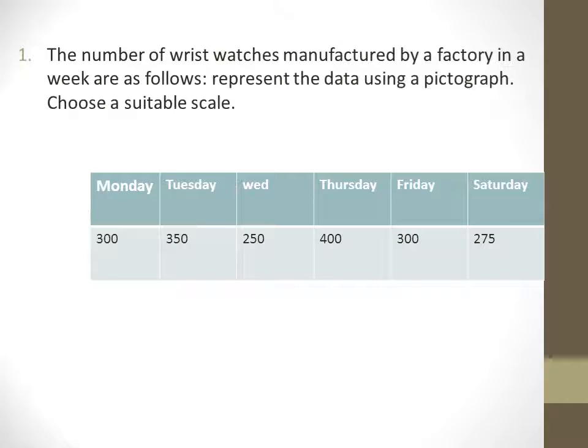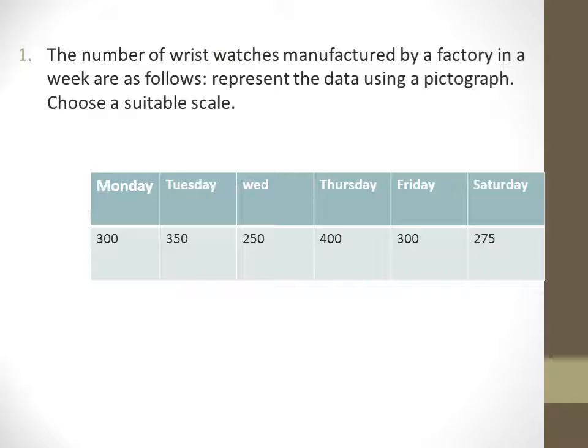Okay. So the first problem: the number of wristwatches manufactured by a factory in a week is as follows. Represent the data using a pictograph. Choose a suitable scale. A pictograph means we have to represent the data in pictures, that means images. On Monday the company manufactured 300 watches, Tuesday 350, Wednesday 250, Thursday 400, Friday 300, Saturday 275 watches.